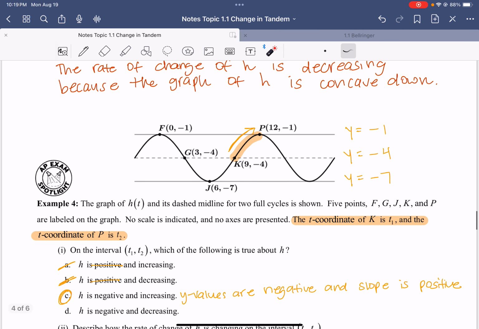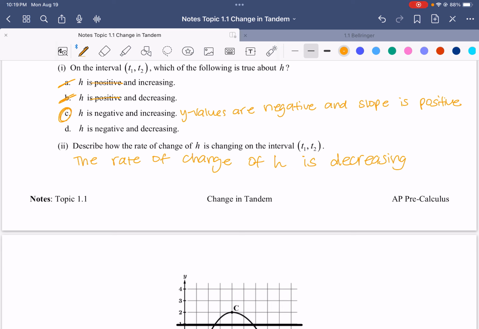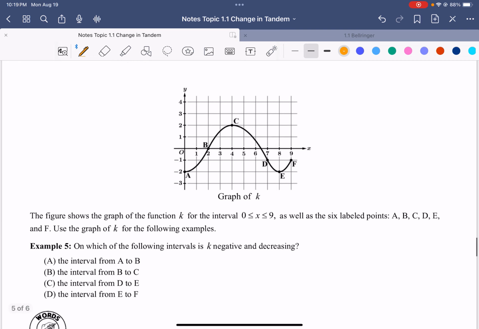Let's look. So K to P is part of the frown, okay? So notice that we start with a positive rate of change, but then it ends up being negative. So overall, as a whole frowny face, we can say the rate of change is decreasing because the graph of H is concave down. Okay, let's go to the next page.